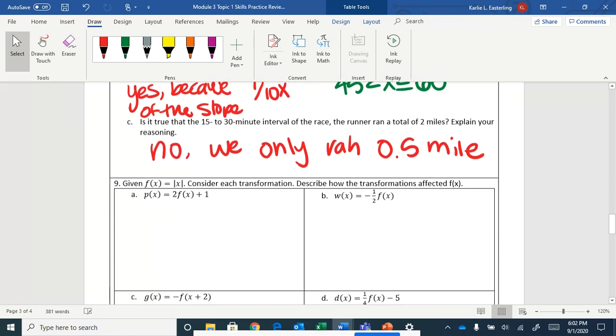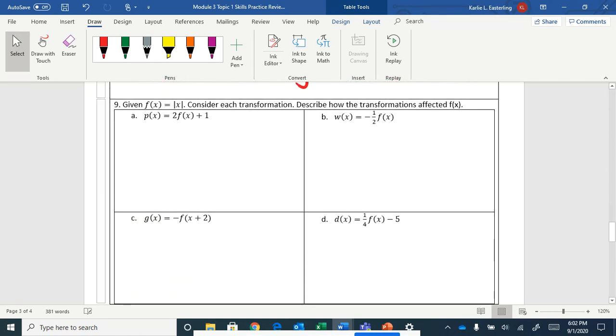All right, and then we're going to go down here to 9. And we're back to talking about f of x equals the absolute value of x. Consider each transformation and describe how the transformations affected f of x. If you need a review on this, I would flip back into your book. Here, I have my book right here. Let me look up the page.